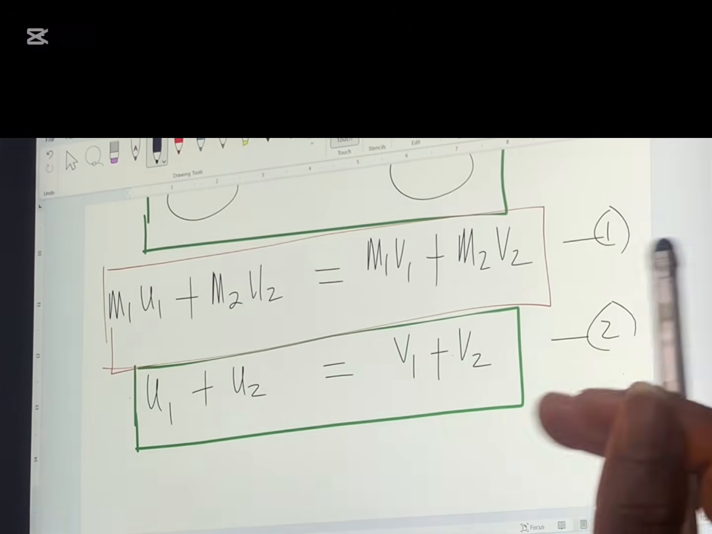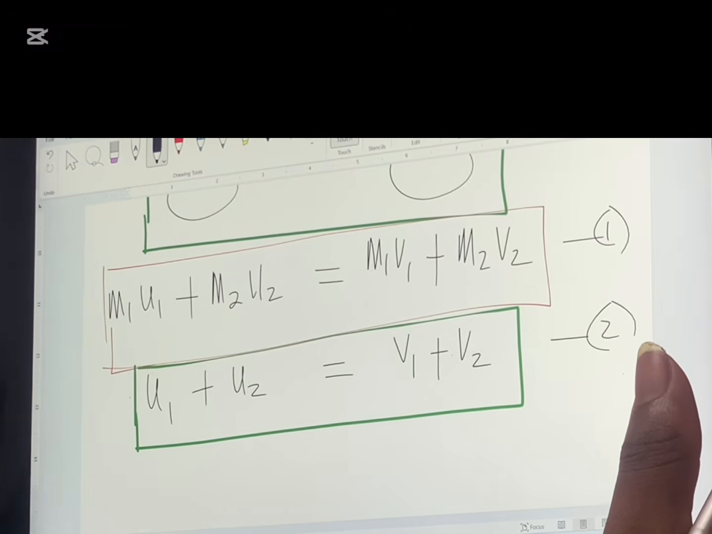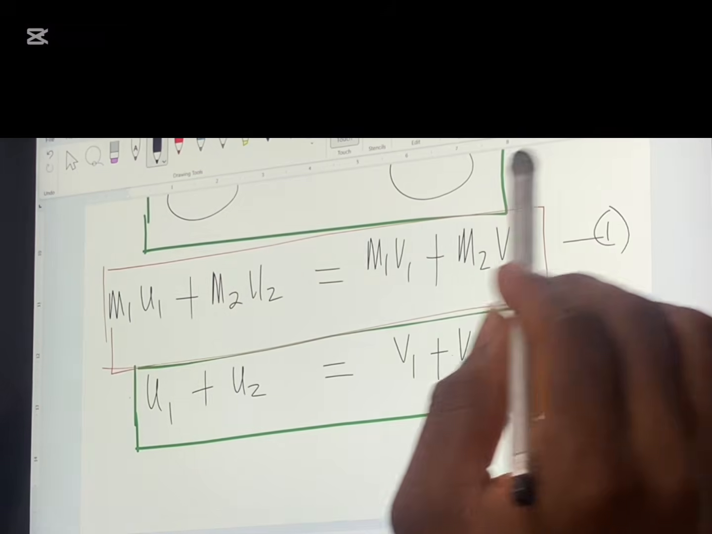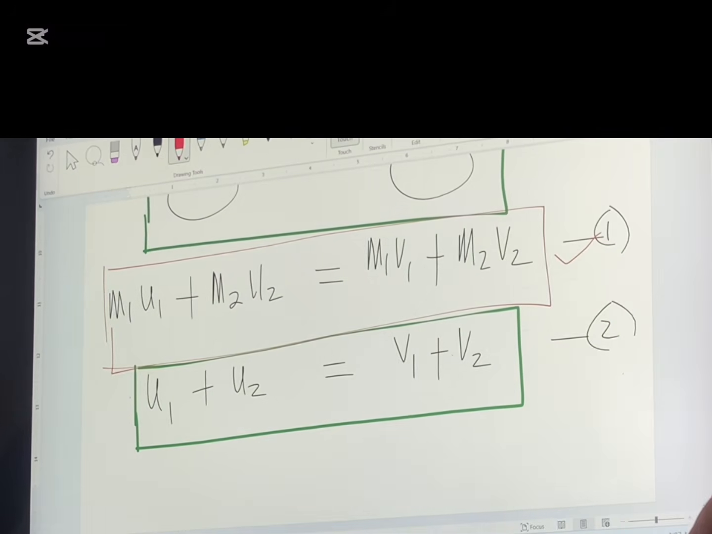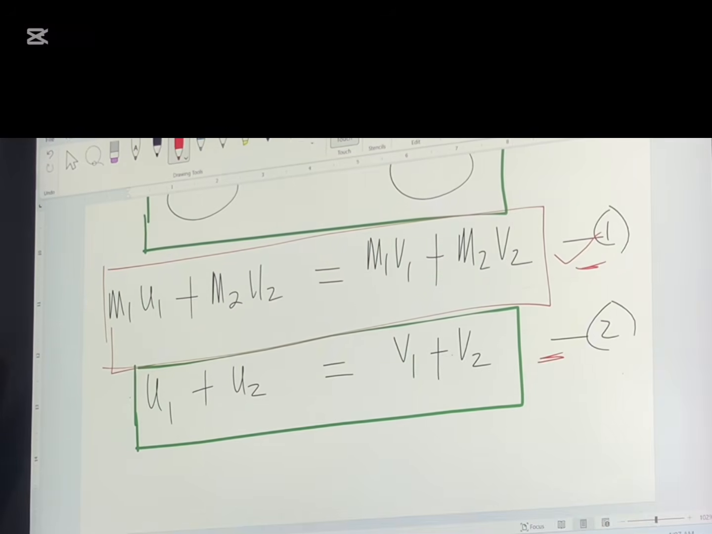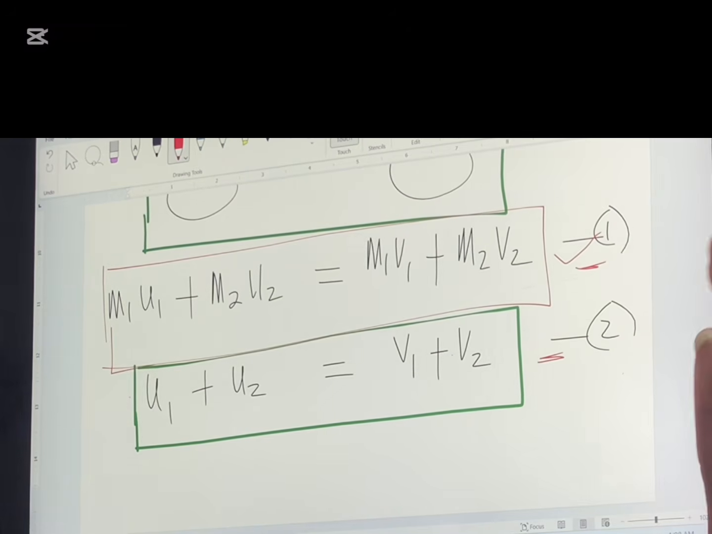Now, let me stabilize this here. Whenever you have a collision that is inelastic, we use only this particular formula here to solve that. But if the collision is elastic, we use these two formulas here. We use formula 1 and we use this formula 2. So this equation here is an elastic collision. So we are going to use formula 1 and formula 2 to solve this question here.